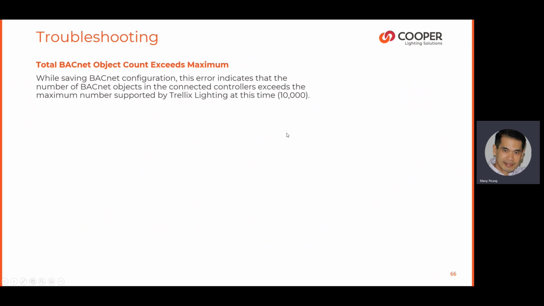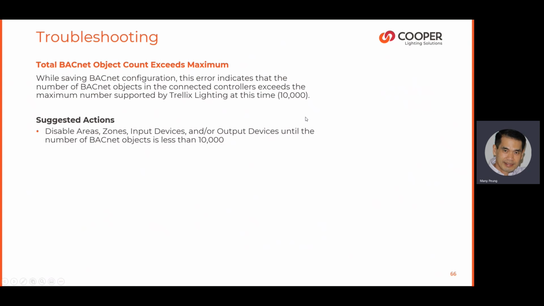Now, if you have set up BACnet on the Trellix system, and it turned out that the number of points exceeds the maximum of 10,000 points that is available on Trellix sliding, what can you do? You can go and disable some of the area, the zone, or devices, or input or output devices, based on the level of importance for those points, and try to save it again. That's how you can cut down the number of points so that you have BACnet working again.